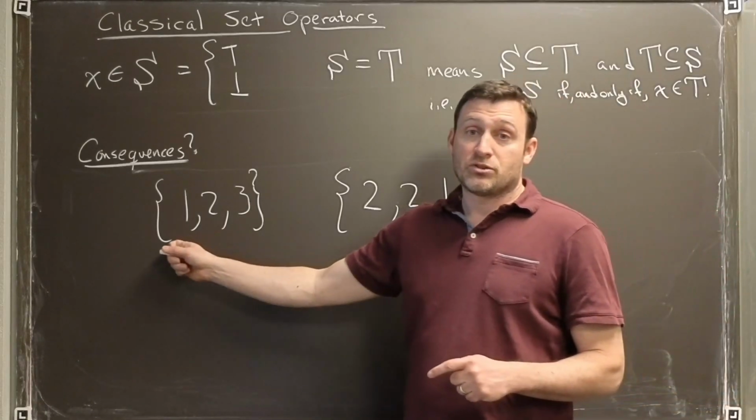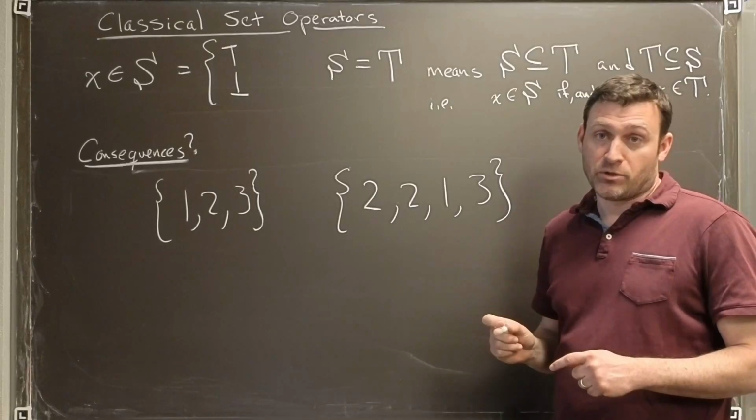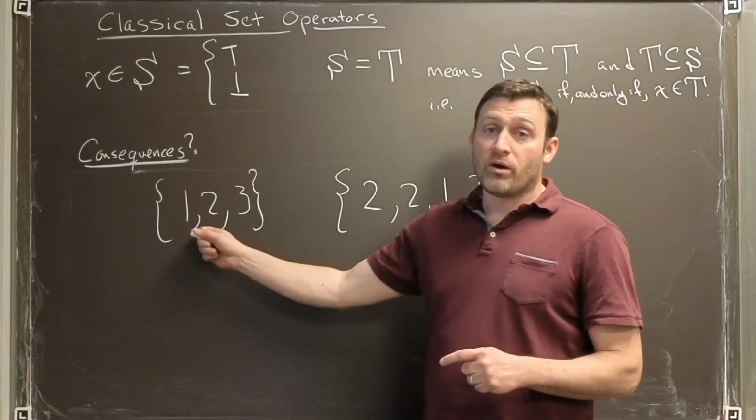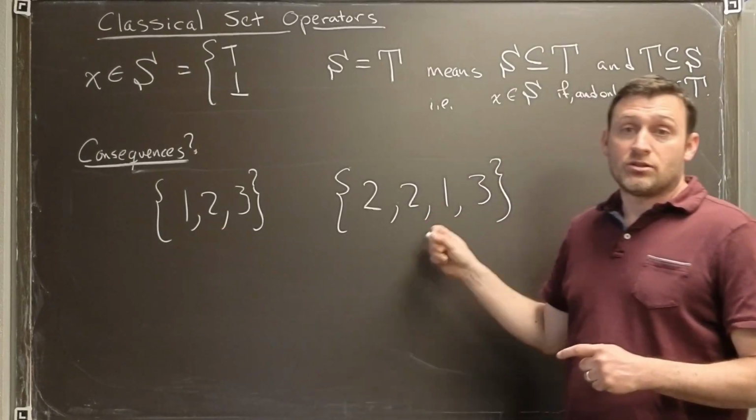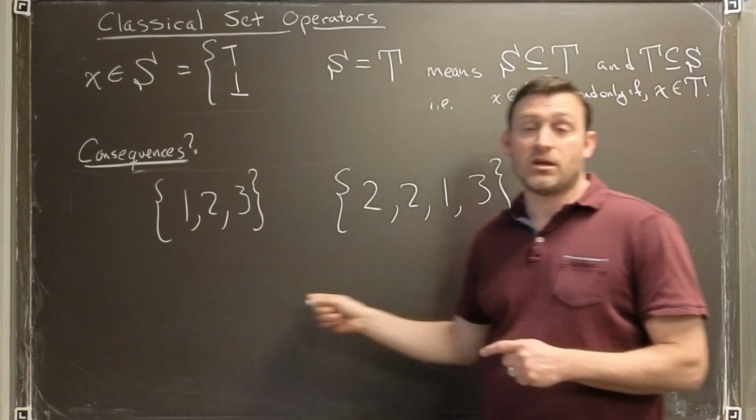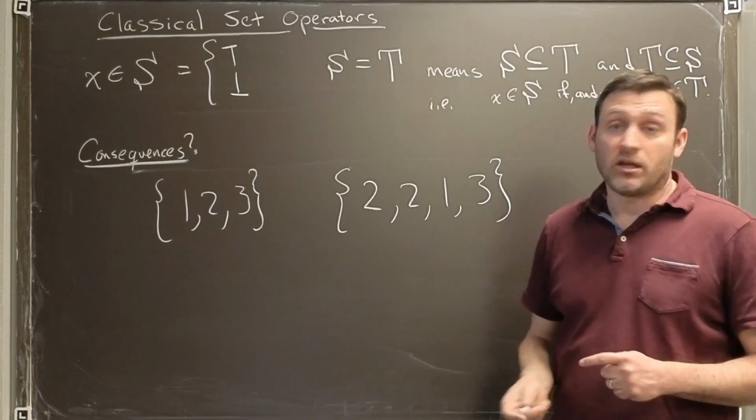Every time I check that there's a judgment here, there has to be a matching judgment over here, and vice versa. When 1 is an element, I see that 1 is also an element. 2 is an element, and 2 is also an element. 3 is an element, and 3 is also an element. So these are equal sets.